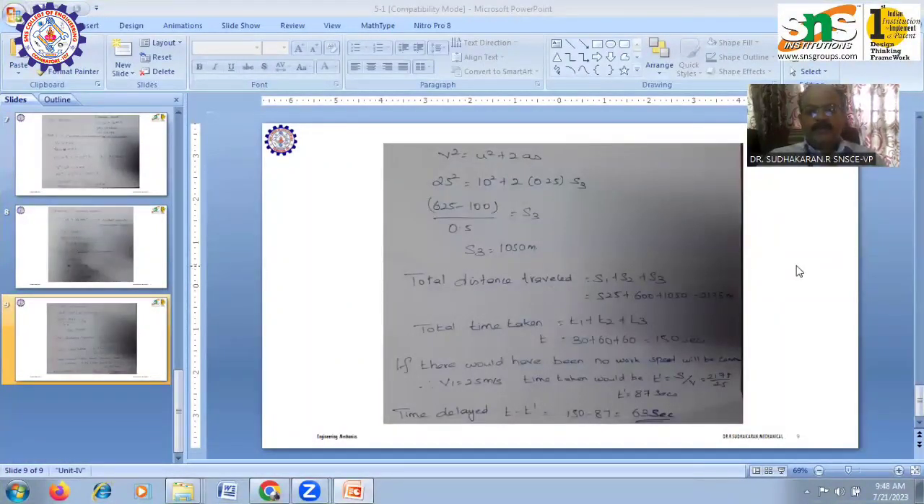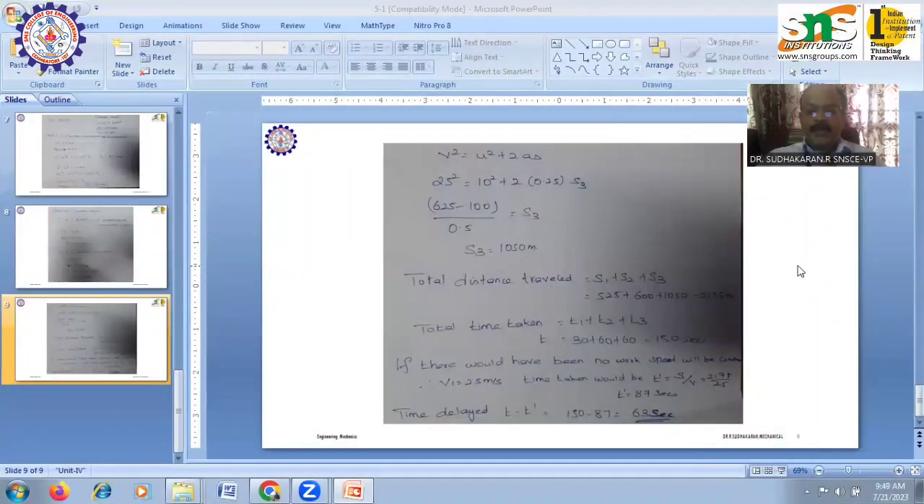Finally, we apply v square equal to u square plus 2as, where v is equal to 25, u is equal to 10 and acceleration is 0.25. So we get s3 equal to 1050 meters. Now, what is the total distance traveled by the train? During the first displacement, it has covered 525 meters. During the second displacement, it has covered 600 meters. During the third displacement, it has covered 1050 meters. So the total distance traveled by the train is 2175 meters.